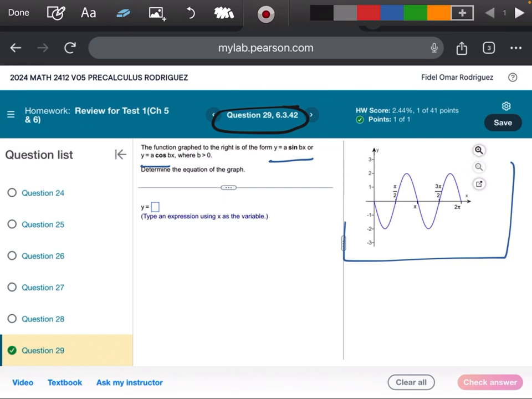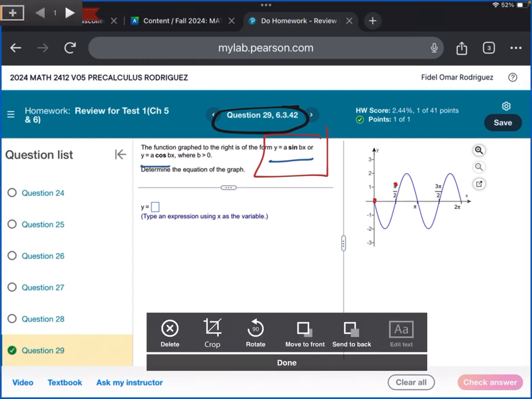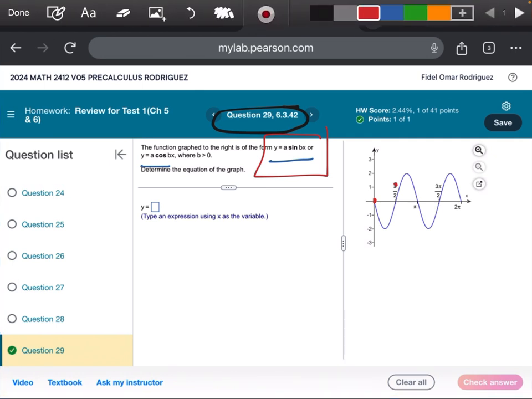Again, I'm trying to look at what my typical picture looks like. The first thing I'm saying is this looks like a sine function. The sine of 0 is 0. At pi over 2, we go up to 1. At pi, we come back to 0. At 3 pi over 2, we're at -1. So this is what my typical sine function looks like, right?